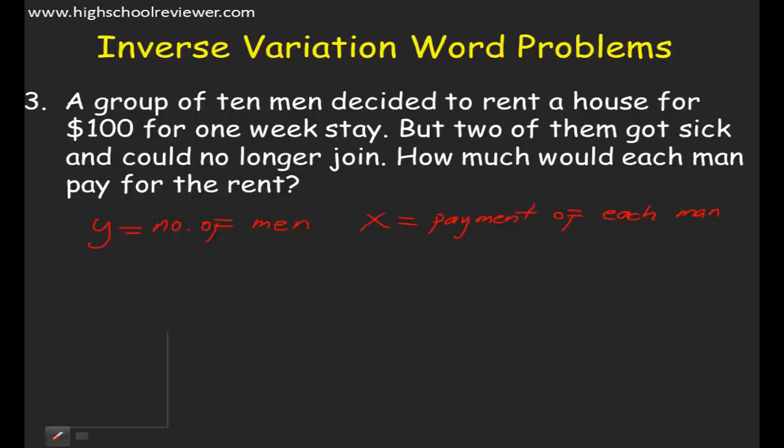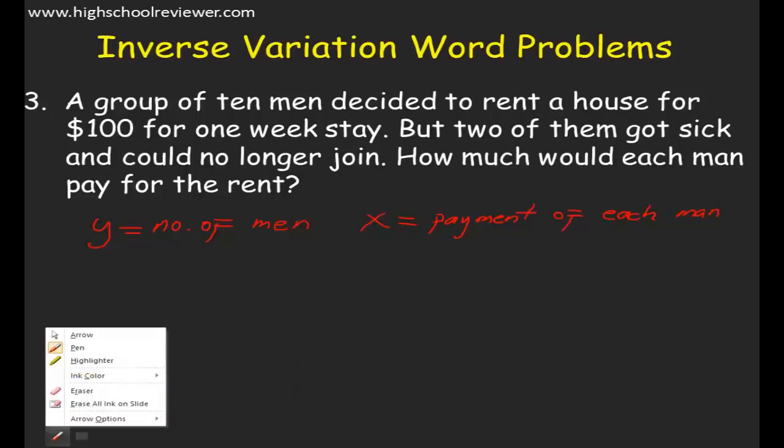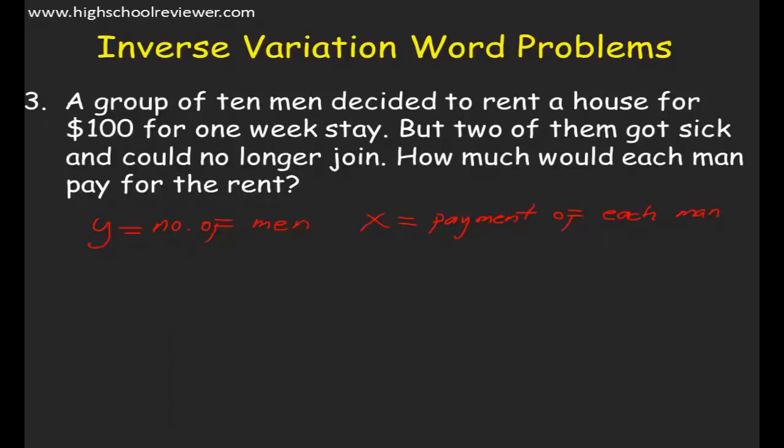Okay, so let us first find the first values of y and x. In our sentence, a group of 10 men, so there are 10 men. The first value for y will be 10. And then rent a house for $100 for 1 week stay. Now, how are we going to find x? Since it is $100 divided by 10 men, this will be 100 over 10. So our x here is $10.